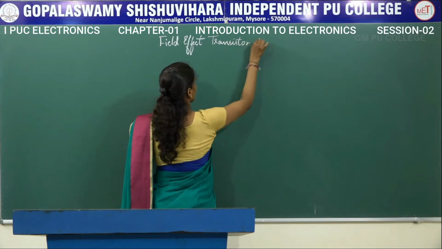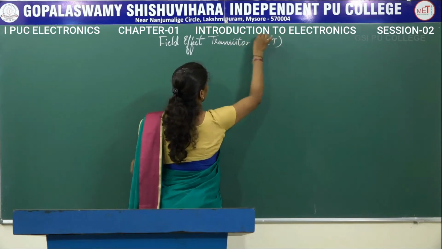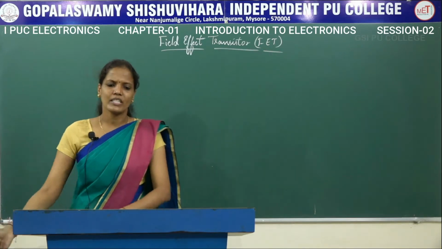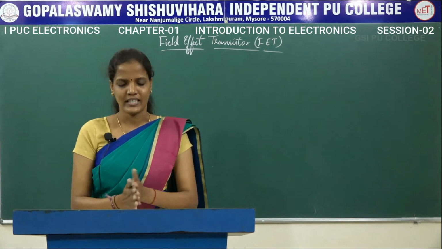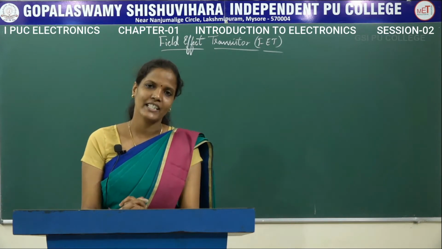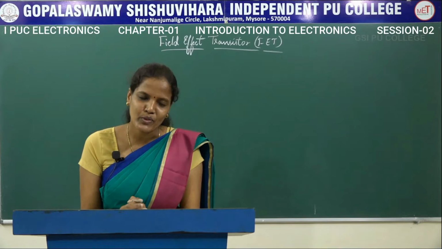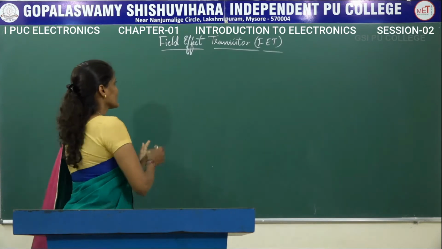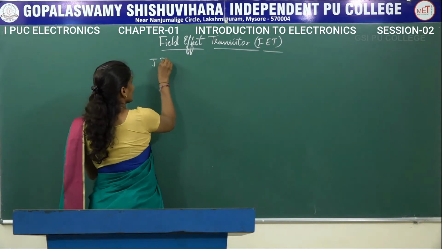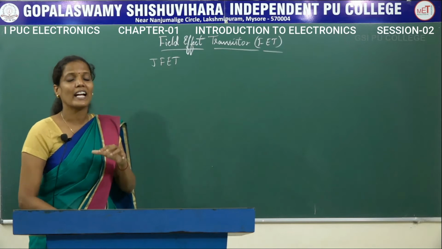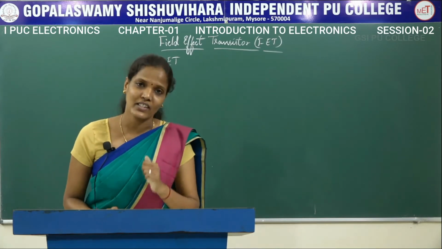This field effect transistor is called the FET. This FET, that is field effect transistor, was invented by the scientist Shockley in the year 1951. In 1951, Shockley proposed the junction field effect transistor, which is called JFET, using the effect of applied field on the conductivity of the semiconductor devices.